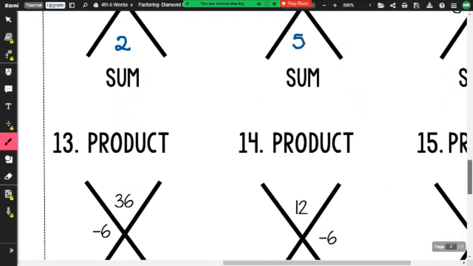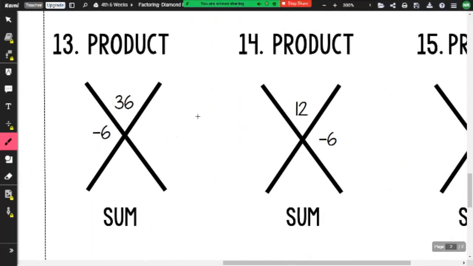All right, number 13. Now this is probably the hardest, as hard as today's thing is going to get, and it really isn't too difficult. If you could do it in your head, awesome. If not, we're still going to go over how to do it, okay? Now, I know that I have to take this -6 and multiply it by something else to give me a positive 36. What is it?